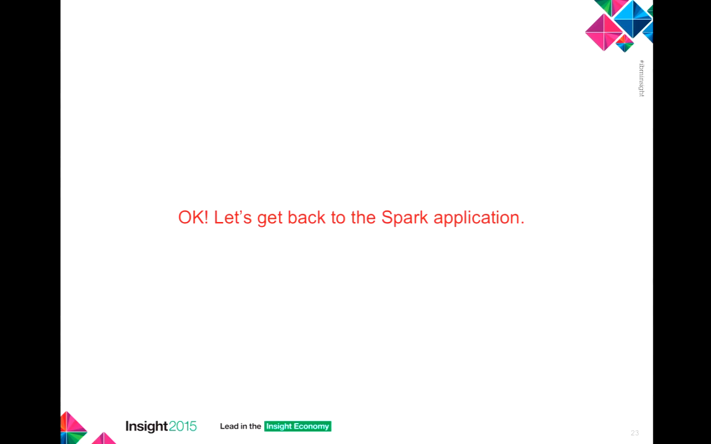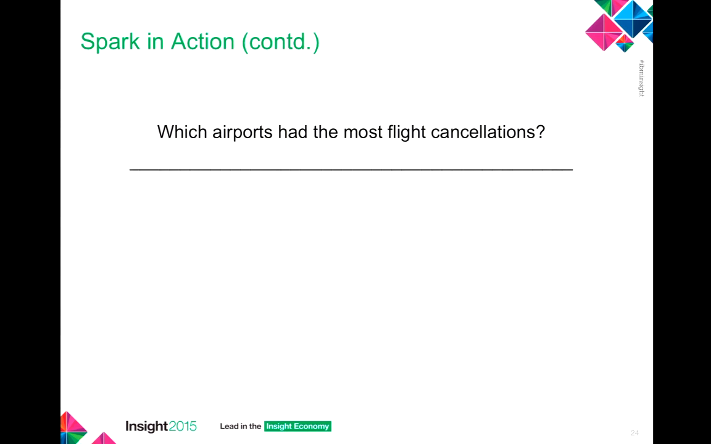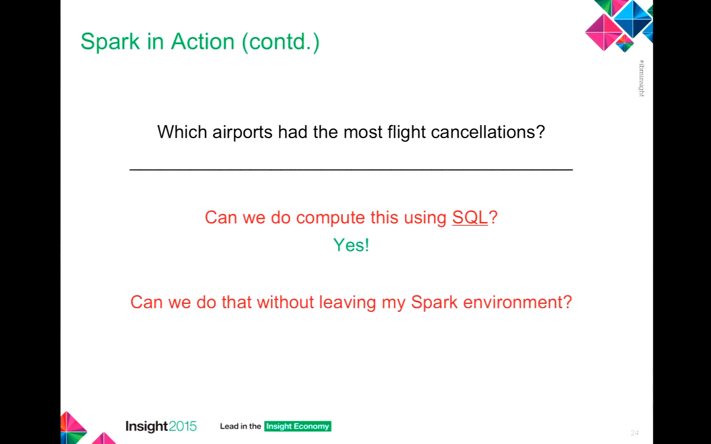Okay, so let's get back to the application that I promised we would look at, and I need to speed up a little bit here. The question once again was, which airports had the most cancellations, and I wrote 6 lines of Scala, and you may say, heck, I don't have people who know Scala. I don't want to write Scala. I probably don't want to write Python either. So then the obvious question is, can I compute this using SQL, right? Lingua franca of database systems. Many of us know SQL. And the answer is yes. But the bigger question is, can I use SQL without leaving my Spark environment?